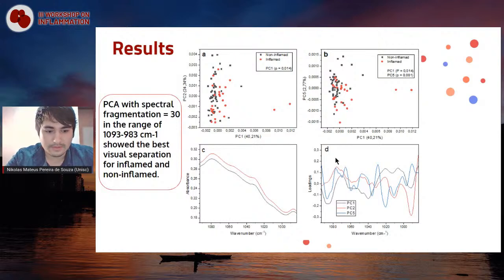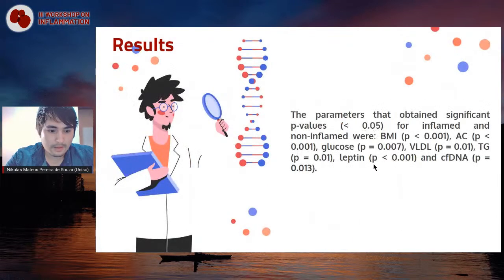And finally, graph D shows the loadings, which show which wavelengths had greater weight in the configuration of the principal components analysis. Here we show which parameters obtained significant p-values for inflamed and non-inflamed patients. Which parameters behave differently in inflamed and non-inflamed patients? These parameters were body mass index, waist circumference, glucose, VLDL, TG, leptin, and cell-free DNA.